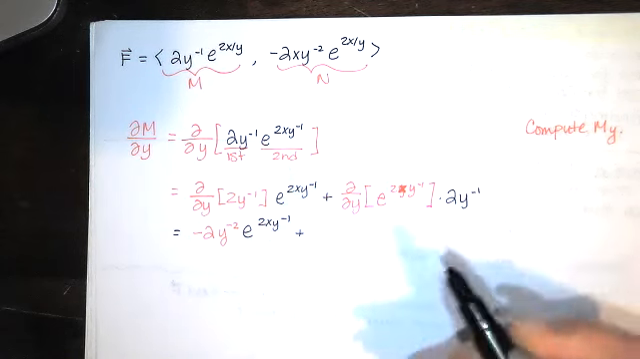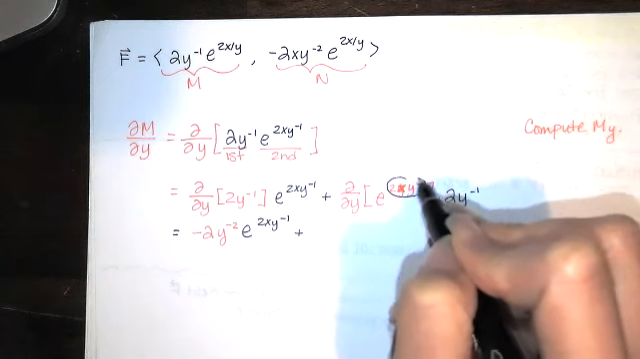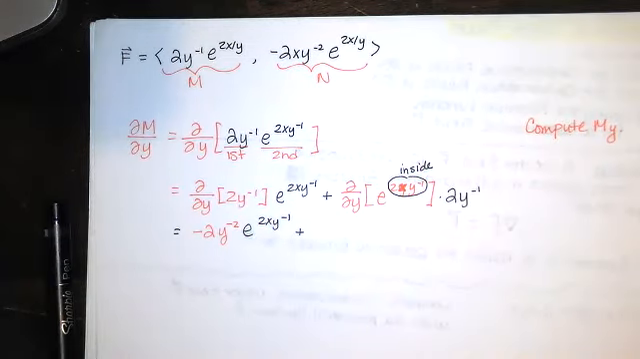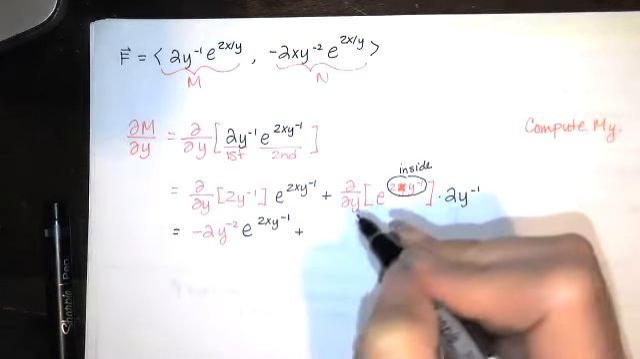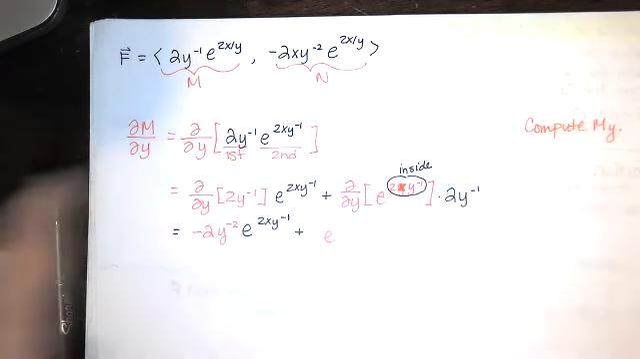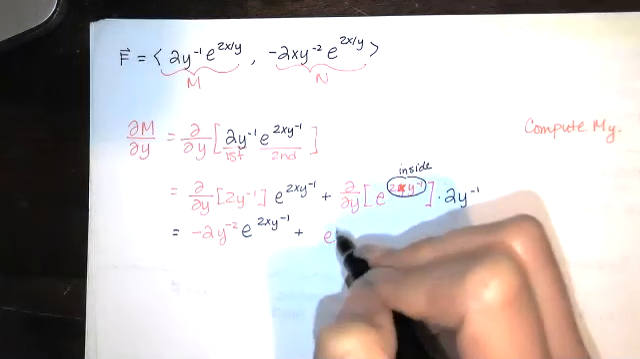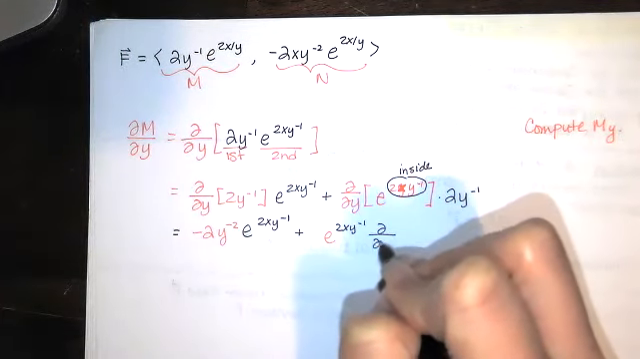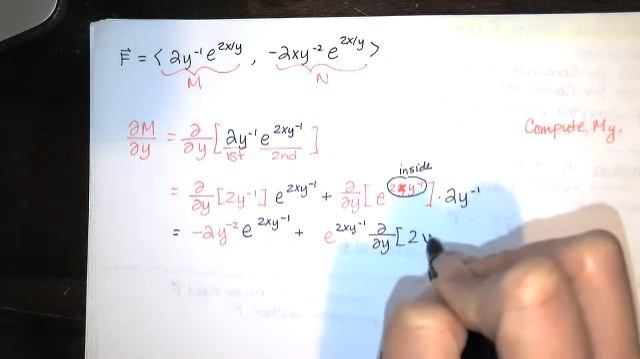Okay, over here, I've got e to some power. And that power involves a y, but it's not just a y by itself, so I've got to use the chain rule. So first we do the derivative of the outside. The derivative of e to some power is e to that power. And then we multiply by the derivative of the inside by the chain rule.